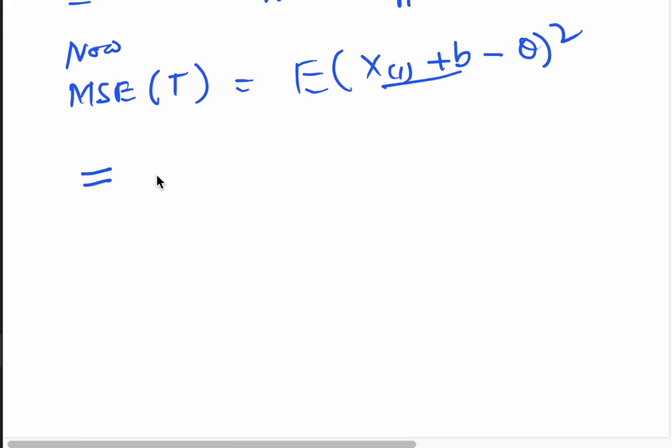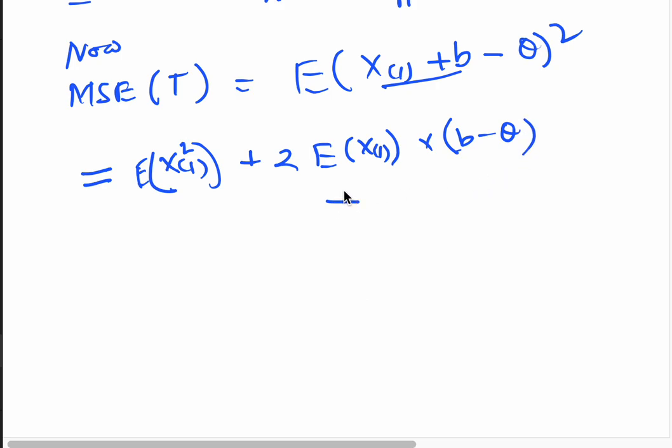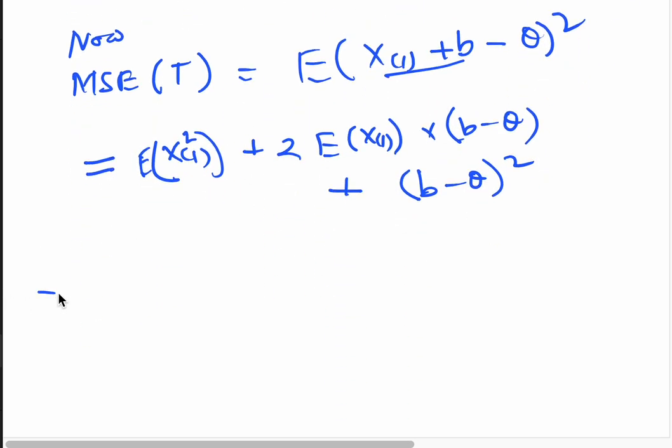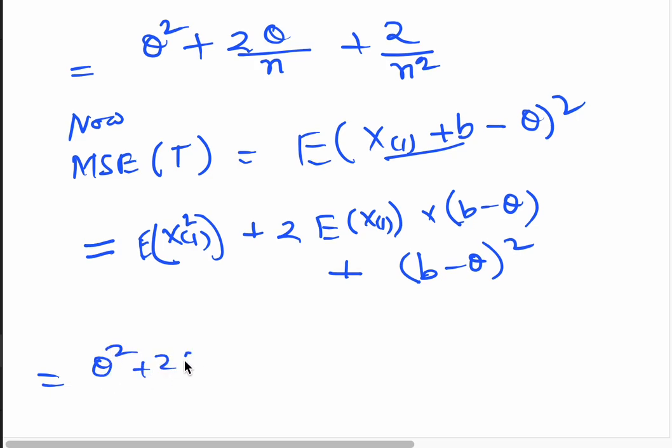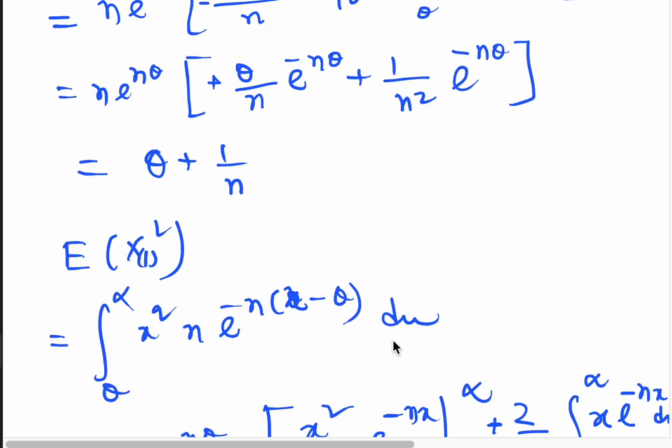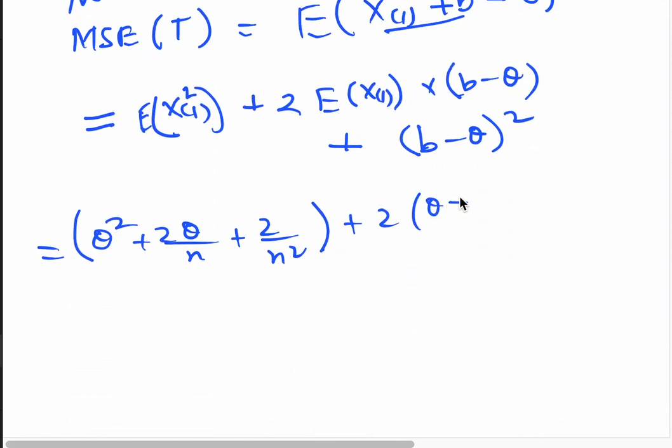Now this will be expectation of X1 squared plus 2 expectation of X1 into (b − θ), another thing is plus (b − θ) squared, and expectation of all the things we know, that means θ² plus 2θ/n plus 2/n², this is 2 (θ + 1/n) into (b − θ), this is (b − θ) squared.